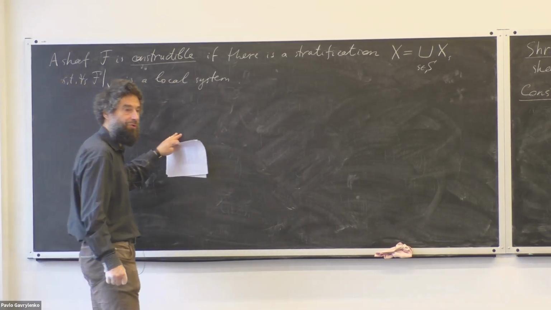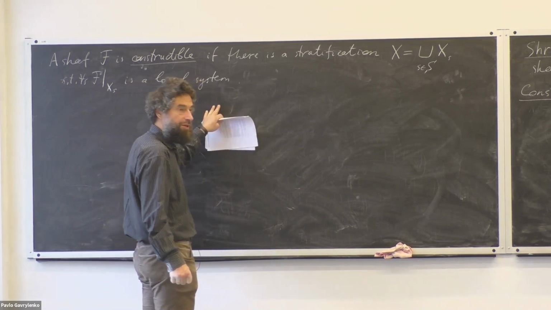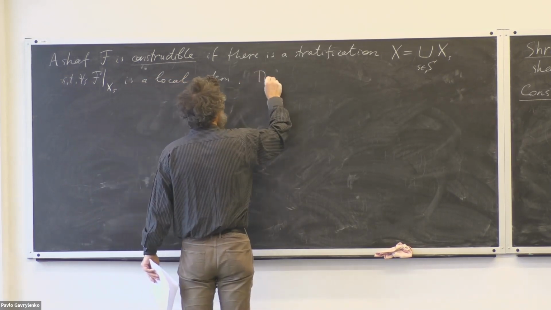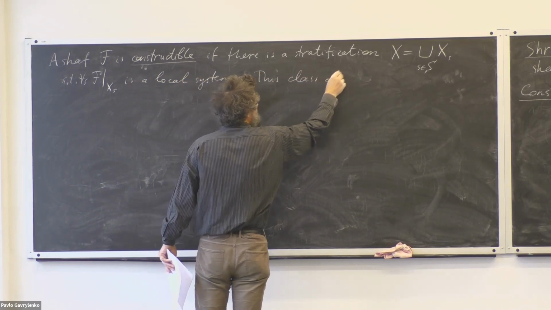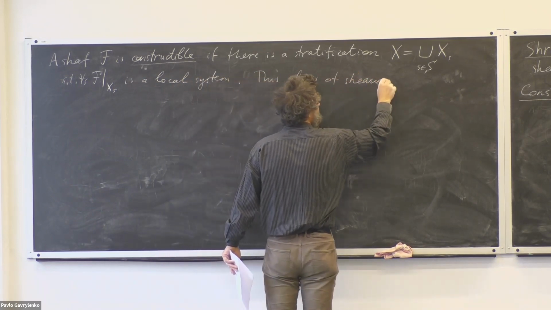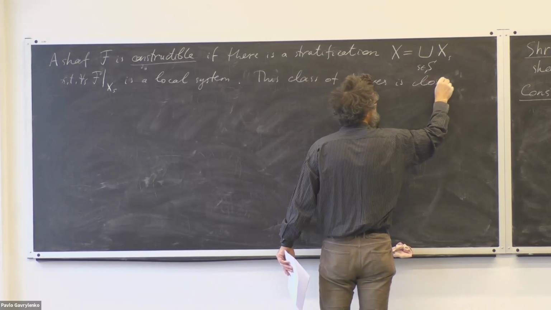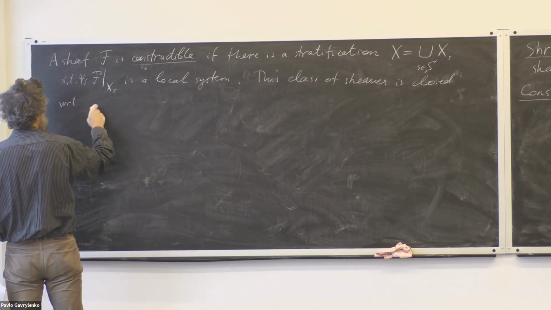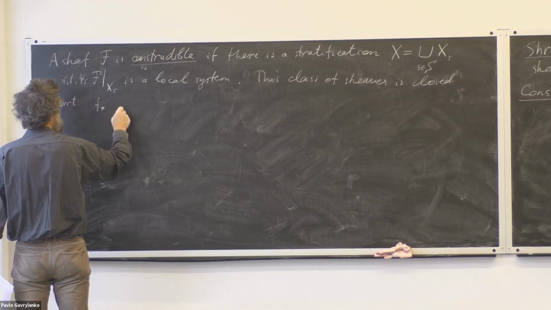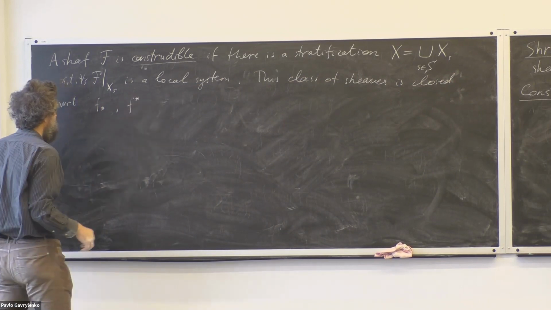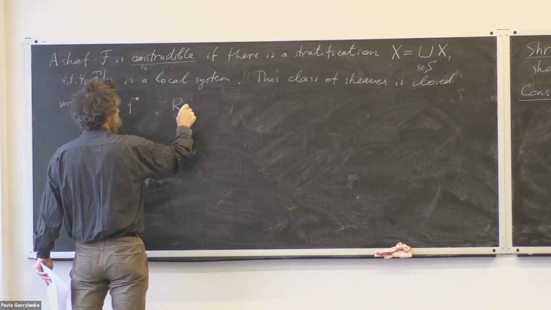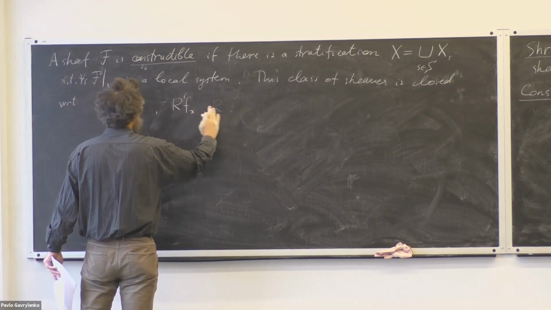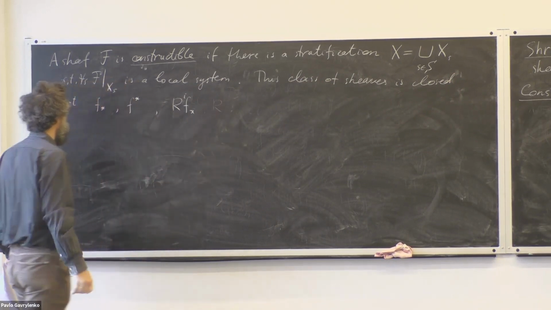I mean, why you need only a reasonable amount of data to describe this. But let me say right away that this class of sheaves is closed with respect to the standard operations. And also, if you take higher direct images, okay.